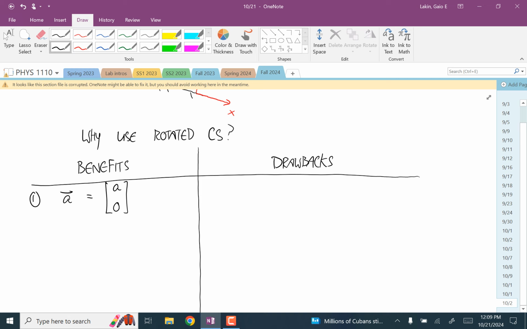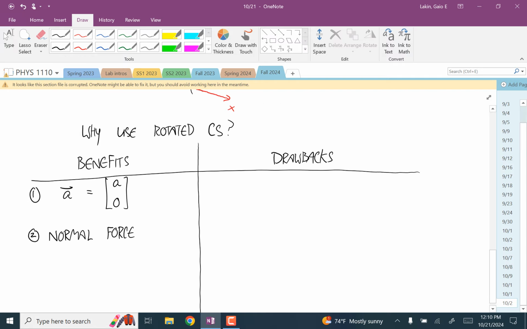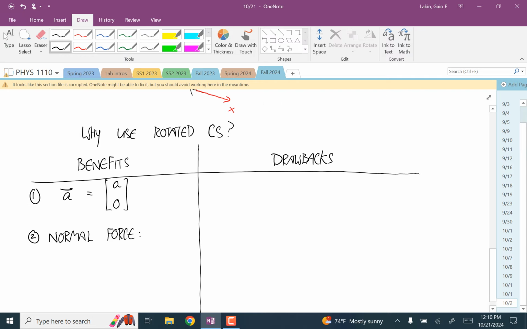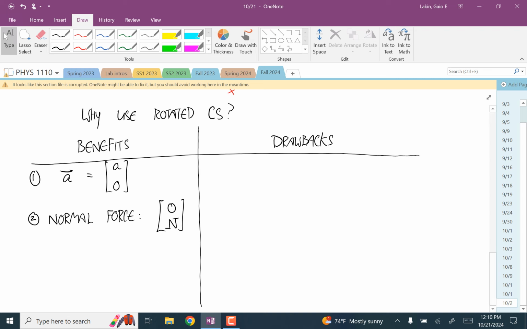The second benefit is the normal force. So that's the pushing force from the ground. That also, if we used the usual coordinate system, we'd have to use cosine and sine to represent that because the normal force is perpendicular to the surface. But with this rotated coordinate system, this is always just going to be 0, n. It's always going to be in the direction of our positive y-axis. And then the third one is the friction force.